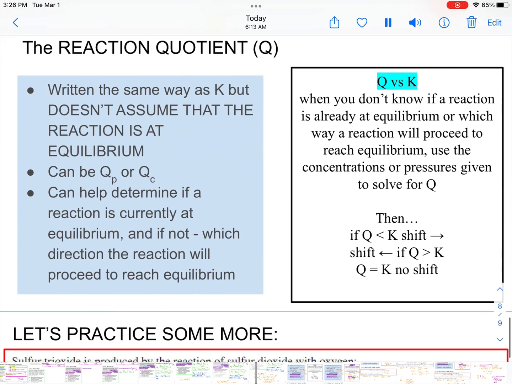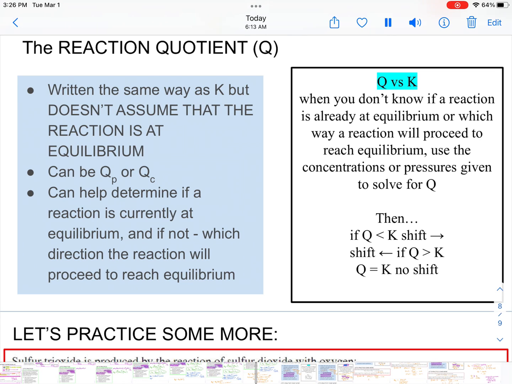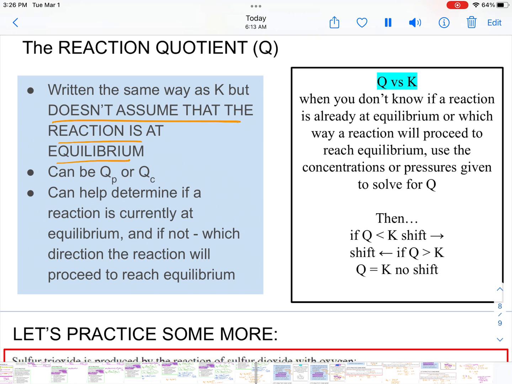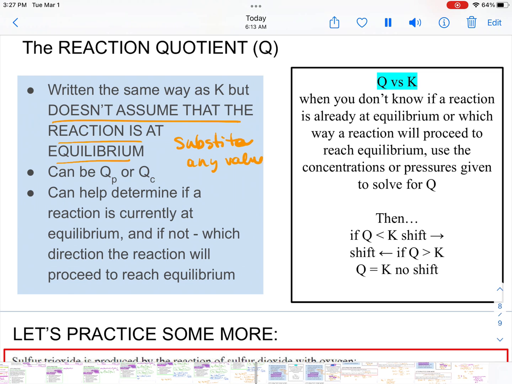The reaction quotient is written and works the same way as the equilibrium expression, or as the K expression. However, K is always at equilibrium, and with Q, I don't know if I'm at equilibrium or not. So you write it the same way, products over reactants, coefficients become exponents, but it's not assuming that the reaction is at equilibrium. So you can substitute any values, any values. They don't have to be at equilibrium, not necessarily at equilibrium, okay?